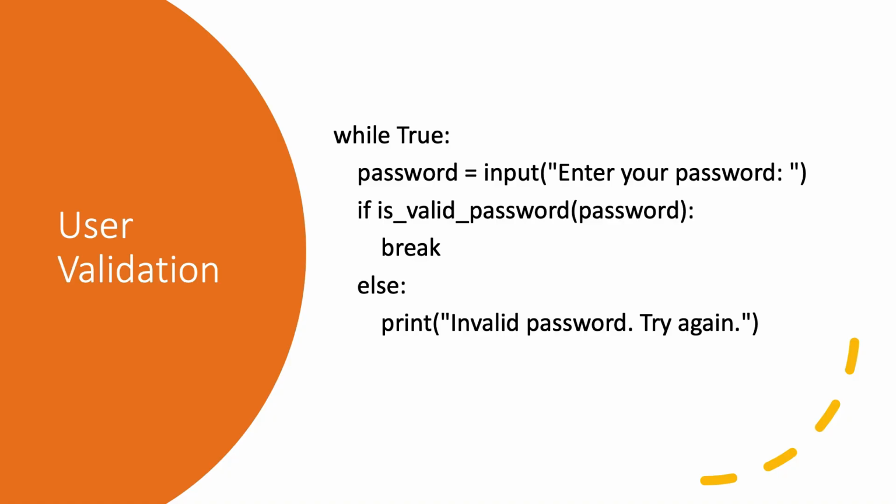Now if the password is valid, then the loop exits with a break statement. But if the password is invalid, then the loop prints out the message, "Invalid password, try again," and then continues to prompt the user once again. So this process repeats until a valid password is entered, ensuring continuous validation and user feedback.